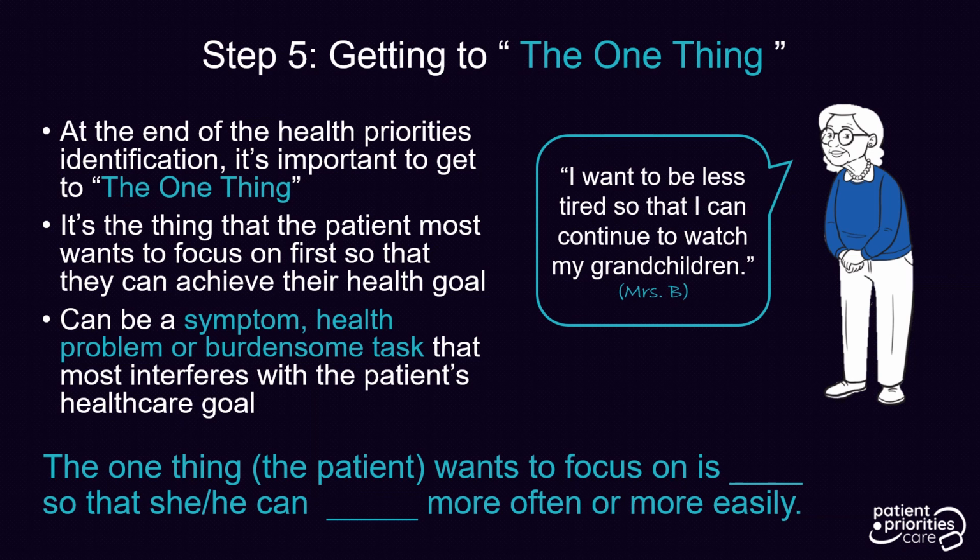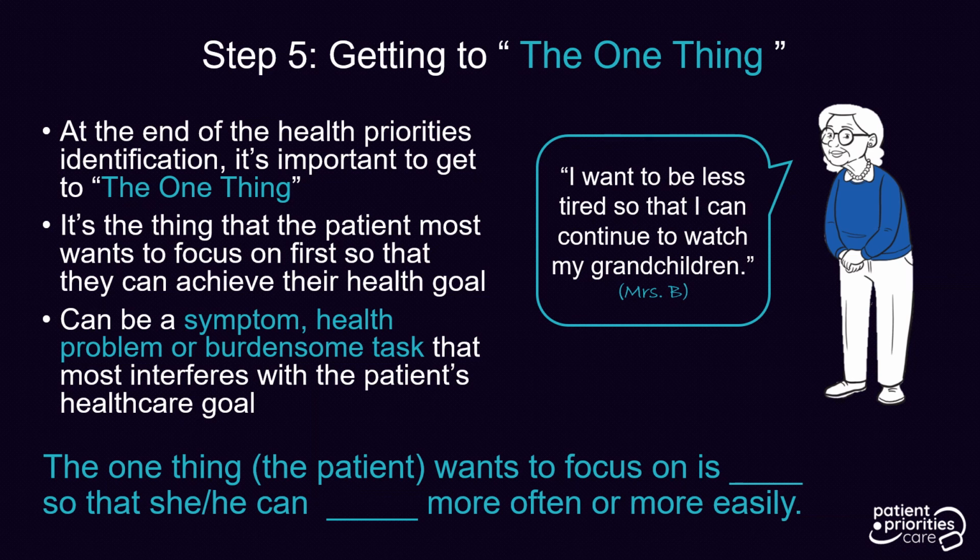Second, the one thing provides a clear place for the clinician to focus treatment planning on. To arrive at the one thing, we ask the patient, what is the one thing you most want to focus on in your healthcare? This can be a burdensome or problematic healthcare task, such as the frequency or dose of a particular medication, or it can be a symptom, such as I want to be less tired, I want to be less dizzy. It's also important to tie the one thing back to the patient goal that is being impacted.